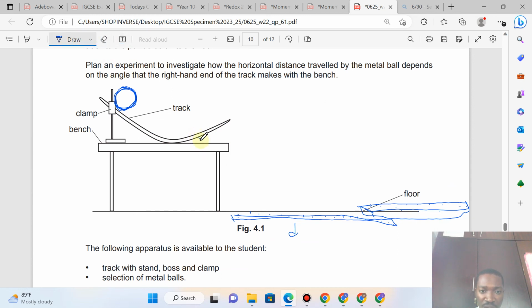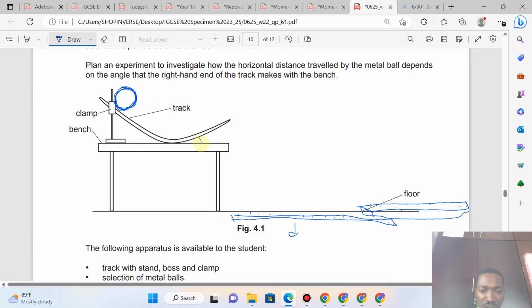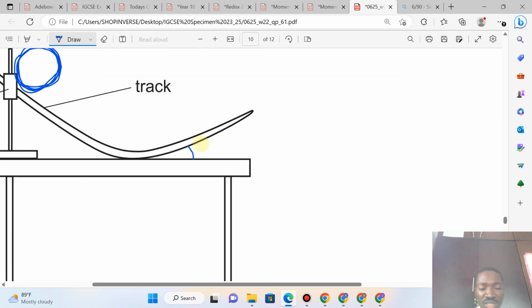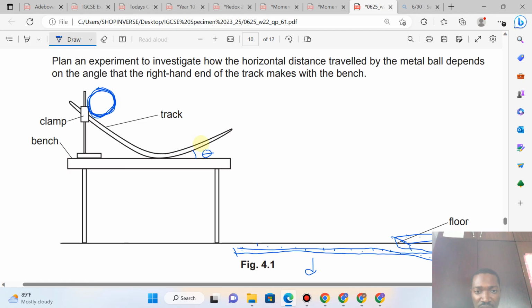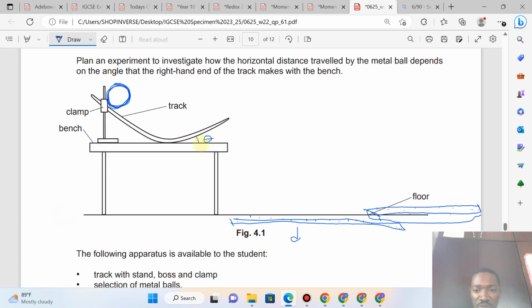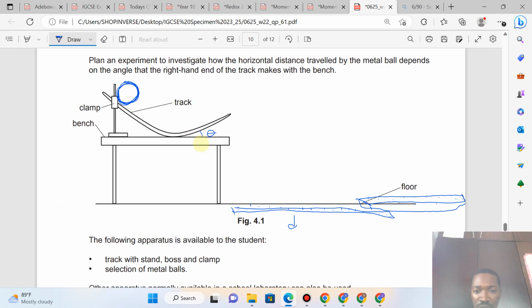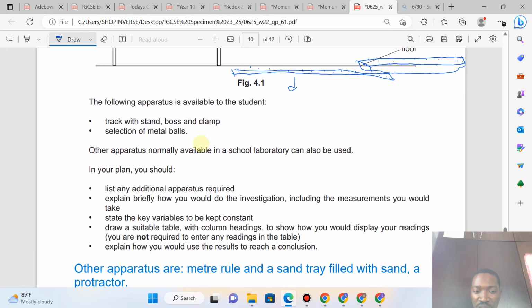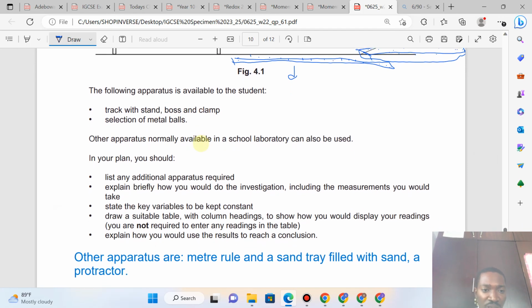You can call this angle here theta, just to make it easier to identify different parts of this diagram. Then the distance traveled is the distance d. These symbols will be used in our table. In every physics experiment, you might have to create a table along the line.